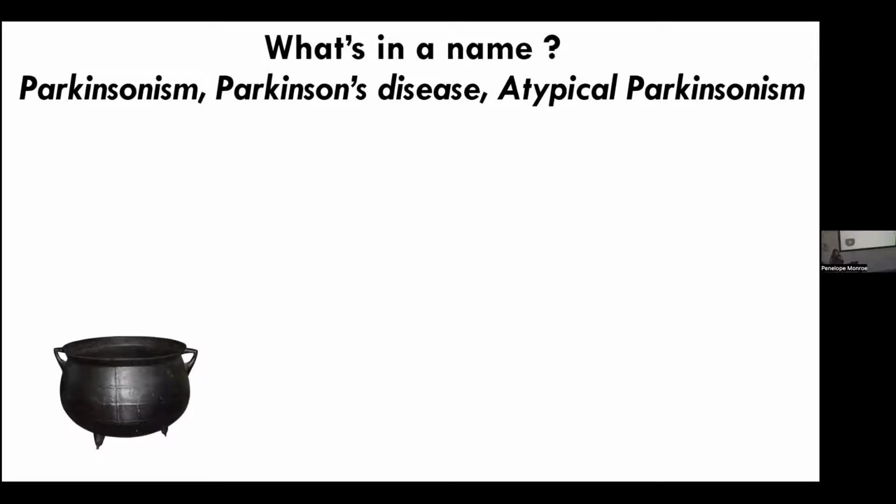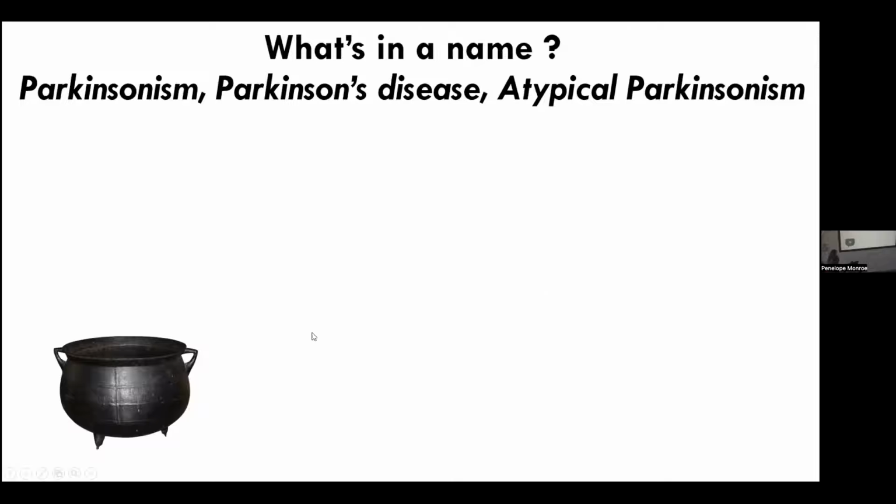We have lots of terms to describe these movement disorders. So we have something called Parkinsonism, which means it looks like Parkinson's, but it's not quite. Then we've got Parkinson's disease, which lots of people will be aware of. And then we have this term called atypical Parkinsonism. And in neurology and a lot of medicine, if something doesn't quite make sense, you give it that title of atypical, and often it becomes a diagnosis, unfortunately.